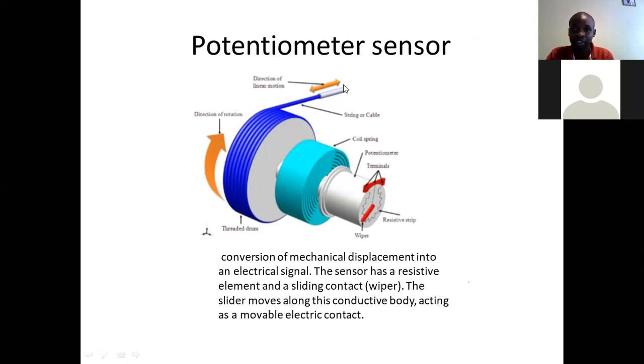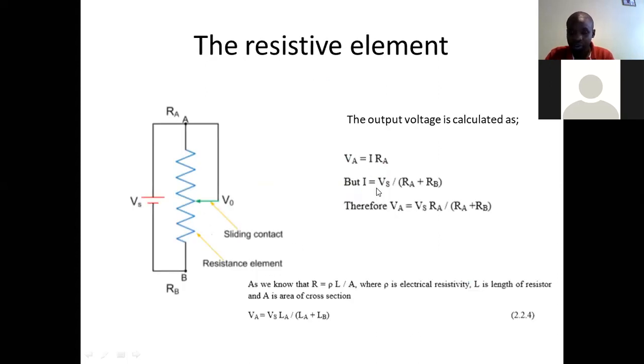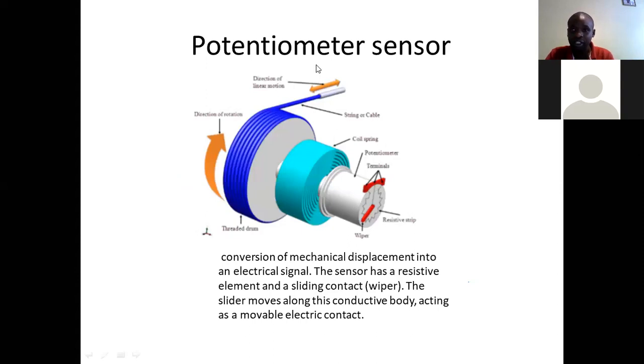It's able to change displacement, either linear or angular, into... you can see now there's a sensor here, what you call a potentiometer, which is able to change the change in displacement into an equivalent electrical output. So this one basically converts displacement into an electrical signal. It has a resistive element and also a sliding contact.